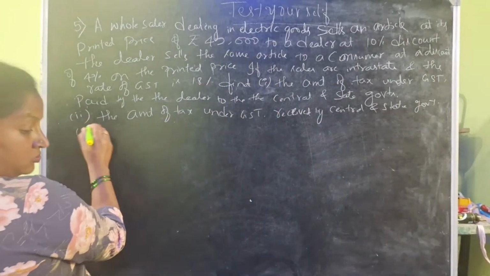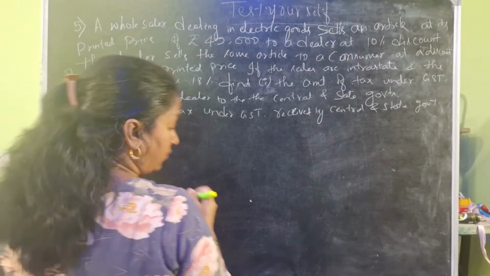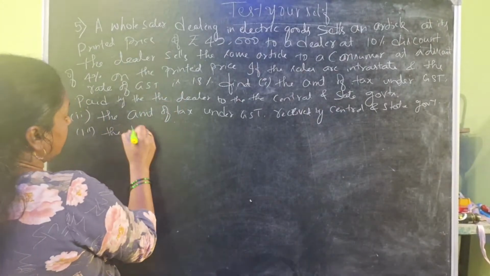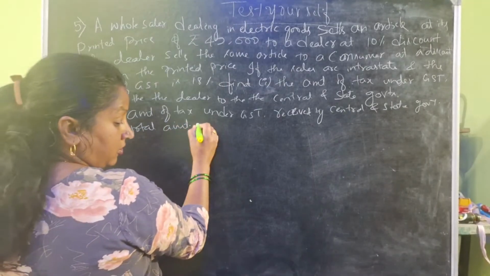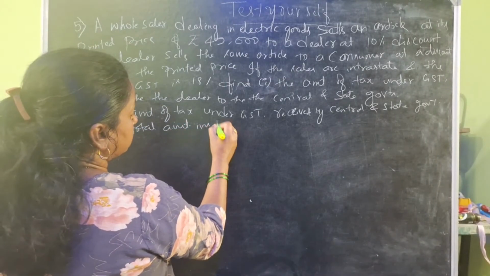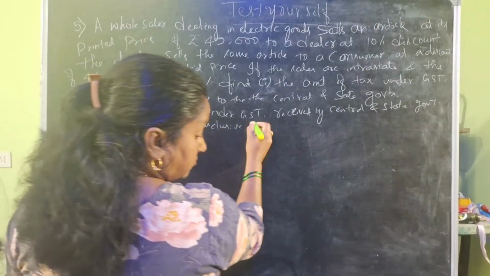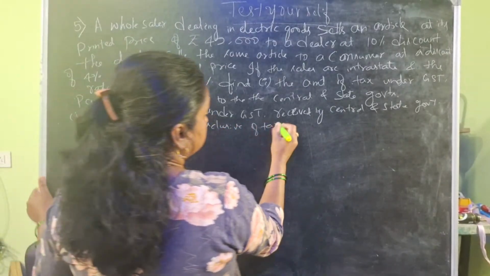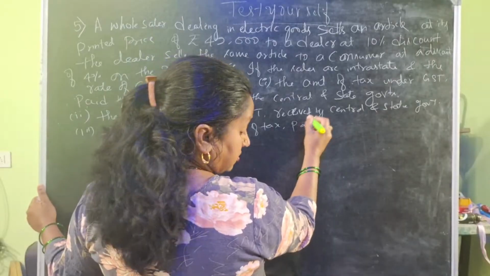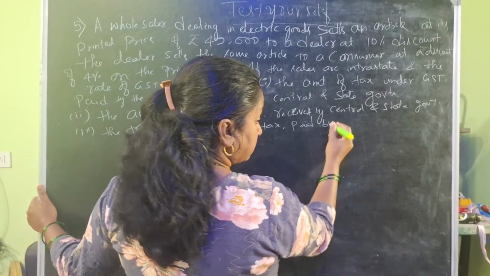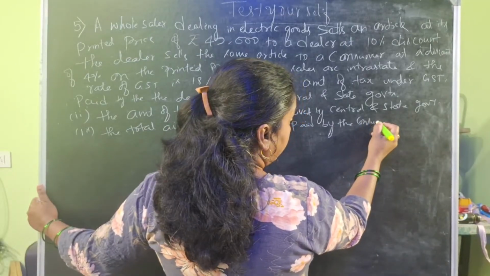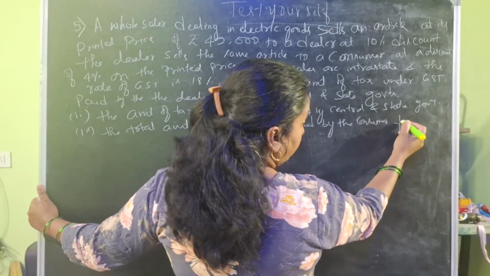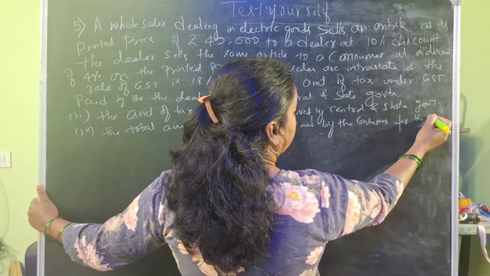And the third question is the total amount inclusive of tax paid by the consumer for the article.